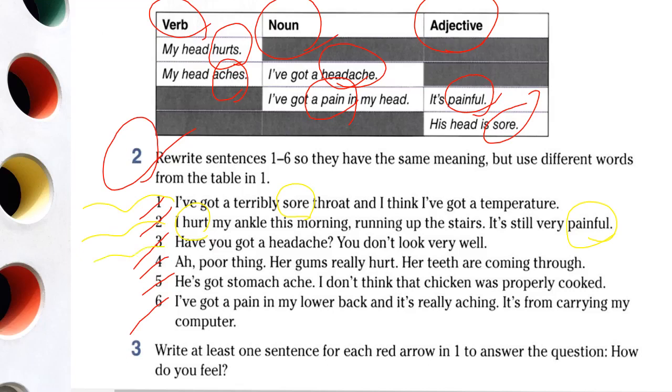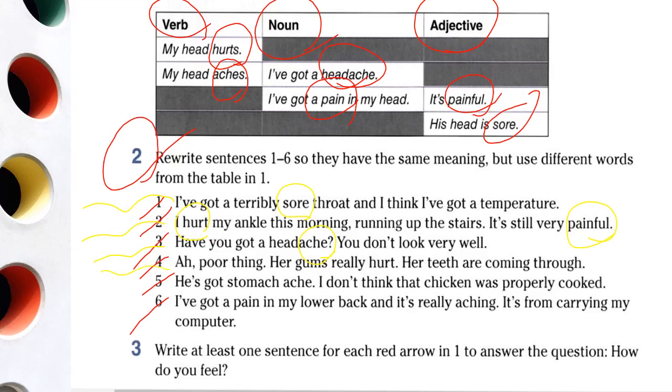Let's move to number 3. Have you got a headache? You don't look very well. Okay, how can we say it? We can say, does your head ache? So we have just separated the word head from the word ache, and the word ache is used here as a verb.